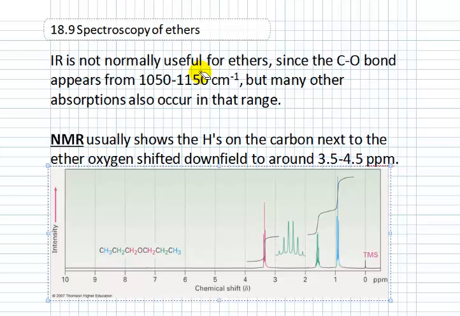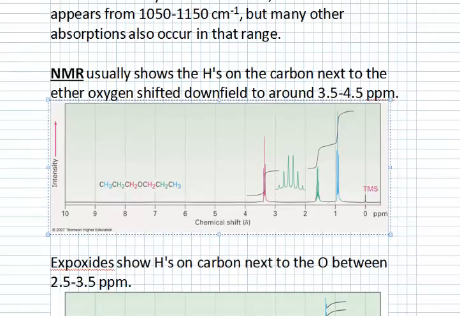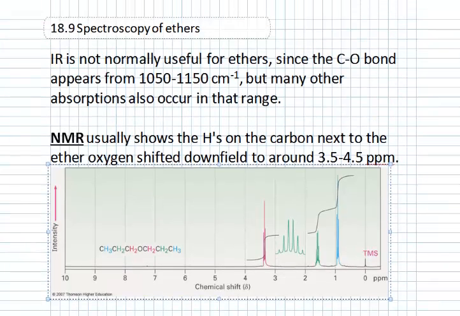We can, of course, use the absence of other things, like the absence of a carbonyl or the absence of an OH, if we needed to figure out something's an ether. NMR is going to be most useful for us, obviously, with ethers. The H's on the carbon next to the O. So here's the carbon next to the O, and its H's.